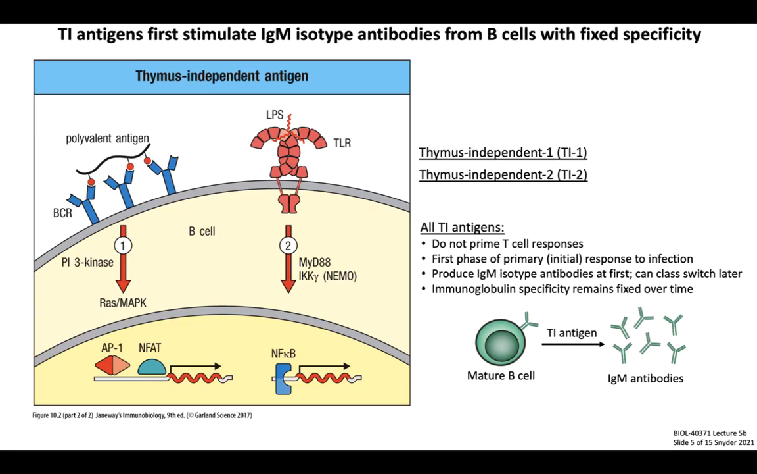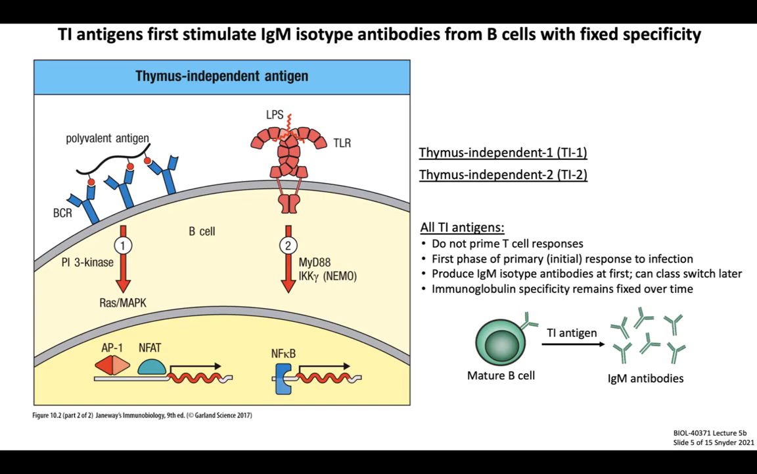Thymus-independent antigens can be further subdivided into T-independent 1, or Ti1, as well as T-independent 2, or Ti2 antigens, which differ with respect to the types of repetitive epitopes that they bind to, as well as the clonality of their antibody responses. For this introductory course, we won't discuss these subtypes any further, but just know that thymus-independent antigens can come in a couple of different categories.